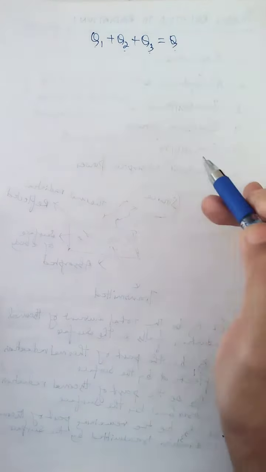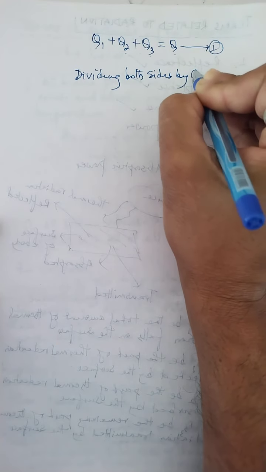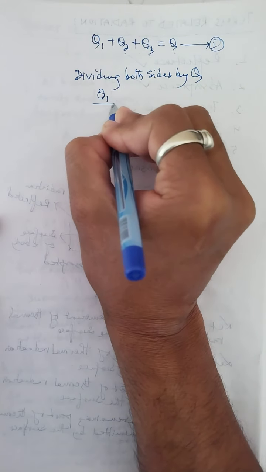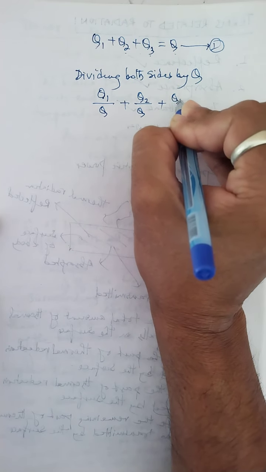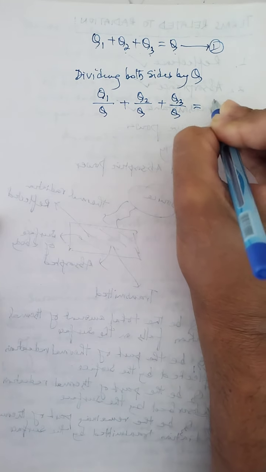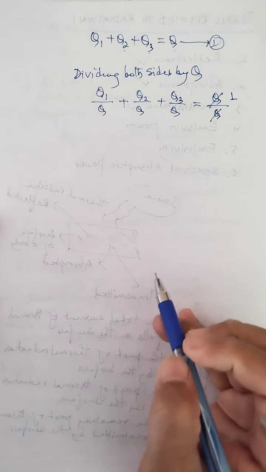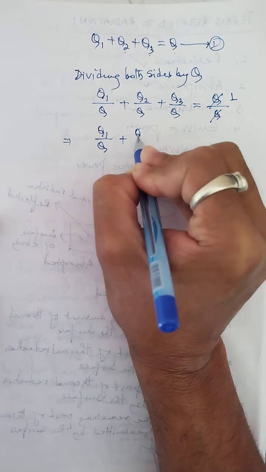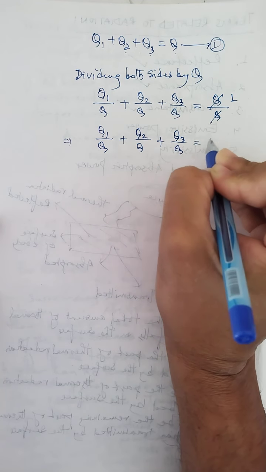So what I do is divide both sides of this equation 1 by capital Q. Then we write this as Q1 by Q plus Q2 by Q plus Q3 by Q equals Q by Q on the right hand side. Q by Q simply cancels out and becomes 1. So you can see the relation now: Q1 by Q plus Q2 by Q plus Q3 by Q is equal to 1.